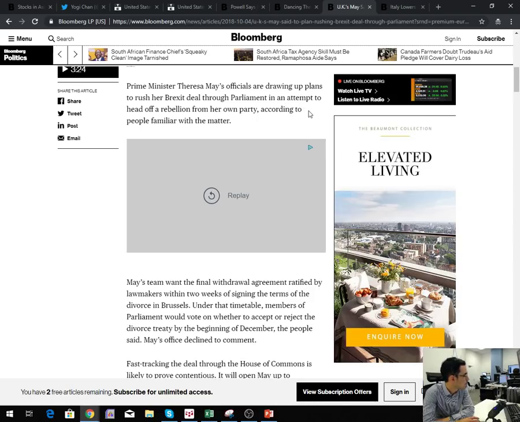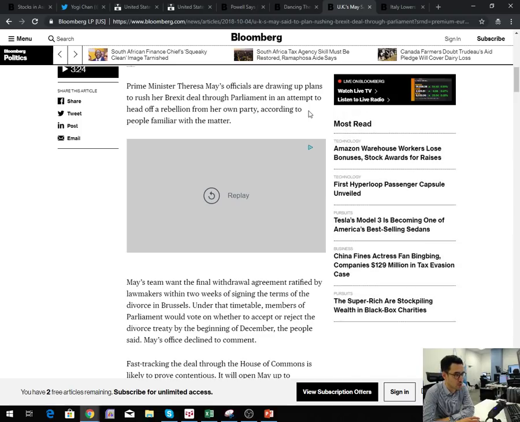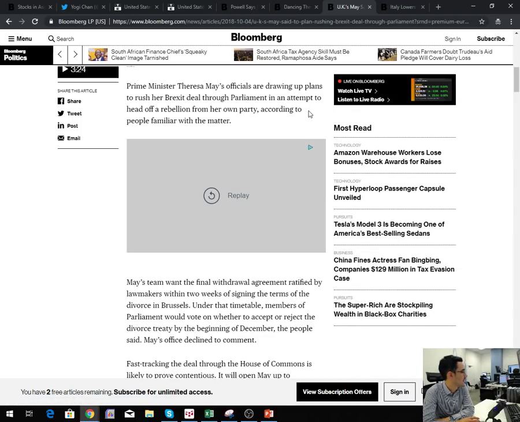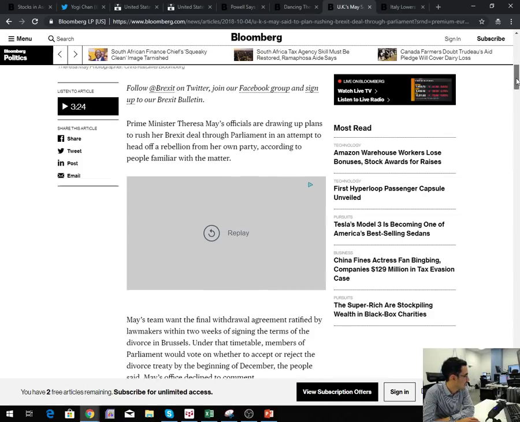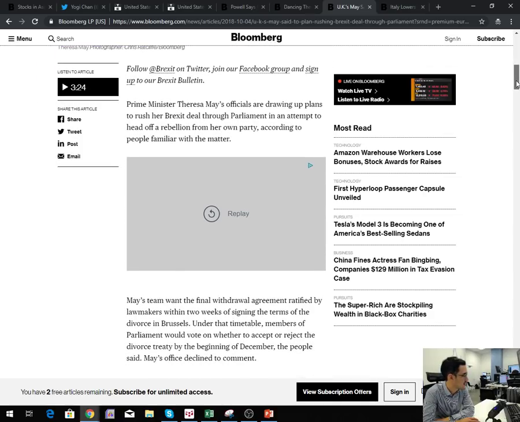Because don't forget, the final withdrawal agreement does need to be signed or ratified by lawmakers within 2 weeks of signing the terms of the divorce in Brussels. So under these tight time frames, they are running out of time to some respect. And the longer she leaves it, the more chance that it can be debated and voted against in Parliament.